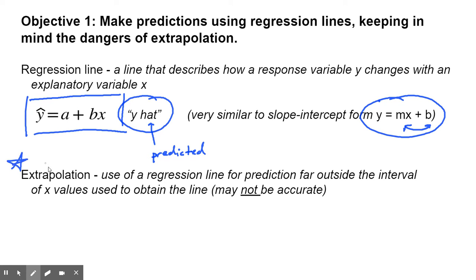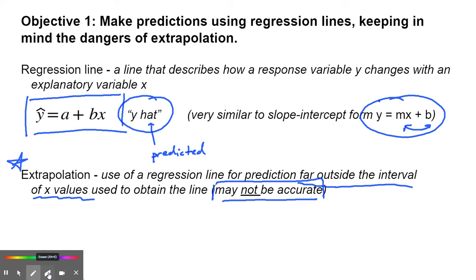Extrapolation is an interesting idea here. Again, the root word extra. So an extrapolation is the use of a regression line for prediction far outside the interval of x values used to obtain the line, and it may not be accurate. We'll look at an example in our first example of an extrapolation. But again, if you look at the graph, and the x value that you're provided is way outside what's on the graph, it's probably going to be an extrapolation. It probably doesn't fit the same trend as the regression line is showing, and it may lead to inaccurate results or predictions.